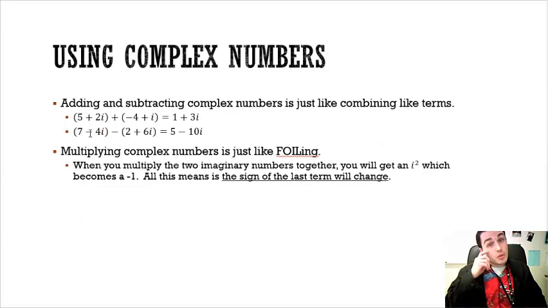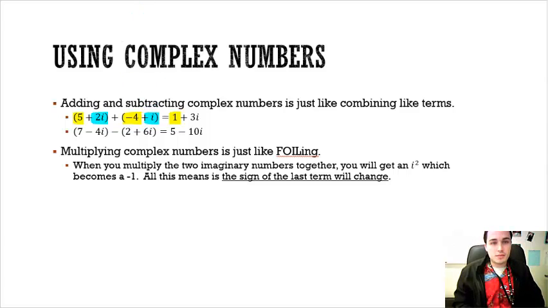So what we're going to be doing for using complex numbers right now is combining like terms, just adding or subtracting them, and that really is just combining like terms. So like right here, 5 and -4 are like terms. So when you combine them, you get 1. And positive 2i and positive 1i, when you combine those, you get positive 3i. And that all worked out because we were just adding.